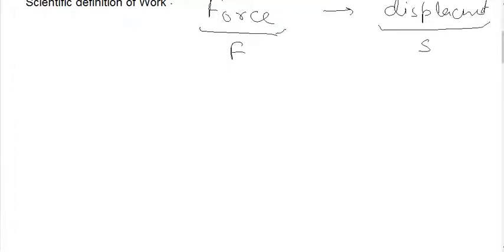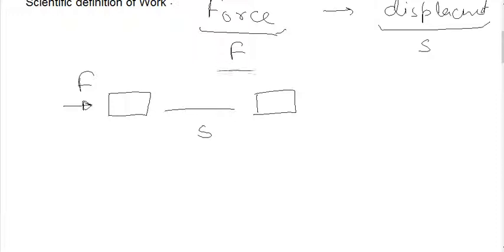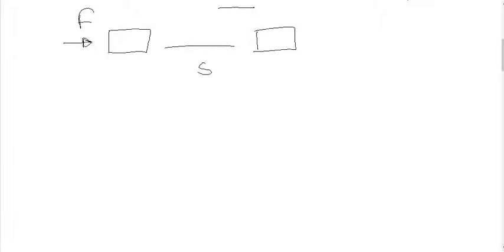Let's take an example. Let's suppose this is an object and you applied a force F. Because of this force, this object is displaced through a distance s, then we can say you have done some work. If either of the two conditions isn't satisfied, then we will say work isn't done.